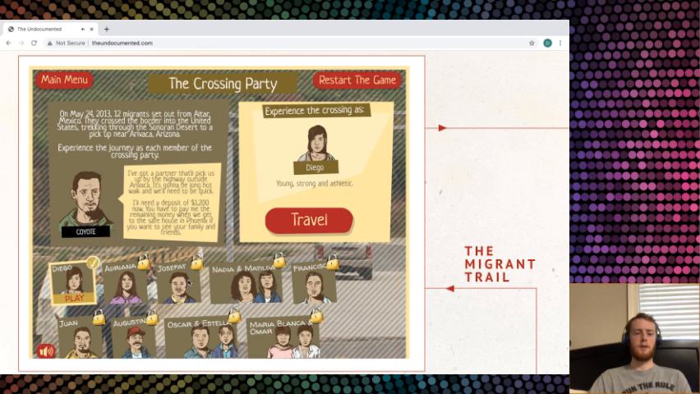So it looks like some of the other members are locked right now, so I'm guessing you have to play as each one to unlock the next.